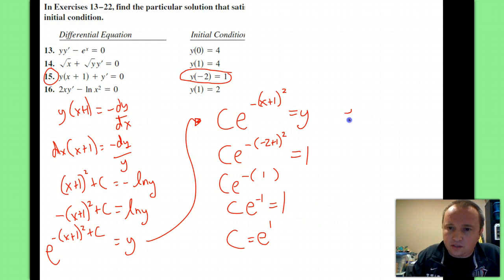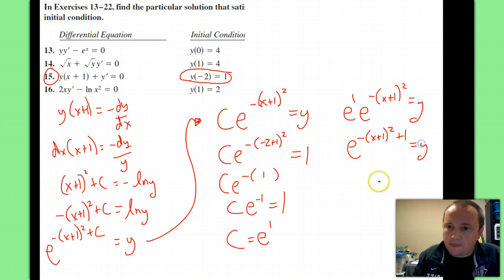So now I have e to the 1 times e to the negative x plus 1 quantity squared equals y. And so I have e to the negative x plus 1 quantity squared plus 1 equals y. There you go. I hope that helps.